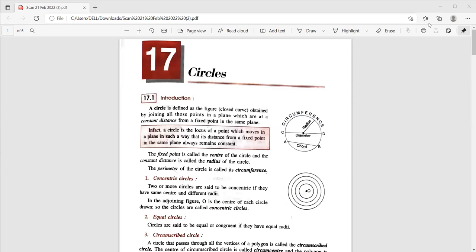Hello and welcome students. This is a lecture for 10th standard ICSE, and today we are starting with a new topic, that is circles.